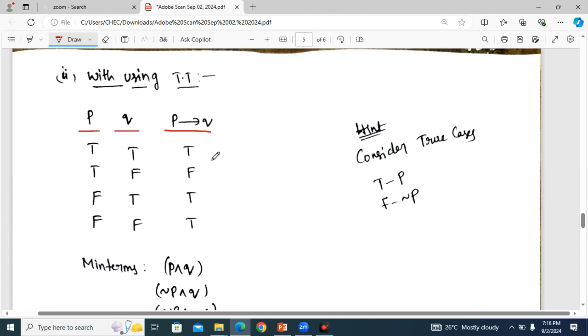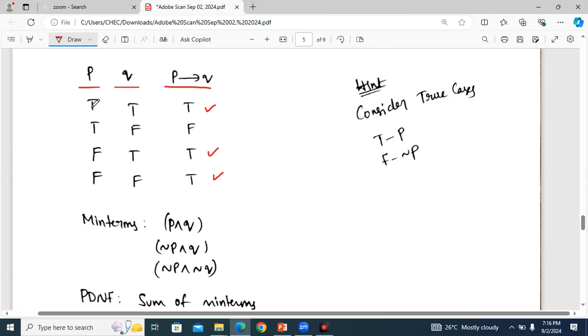So here we consider true cases. Here from this truth table, we have three min terms. Those min terms are: from first case, true, true. True, true means conjunction of P, Q, P and Q. So we consider from second case, P truth value is false. So we take negation P, Q truth value is true, and Q. So conjunction of negation P and Q. Third min term is both P, Q are false. So negation P and negation Q.